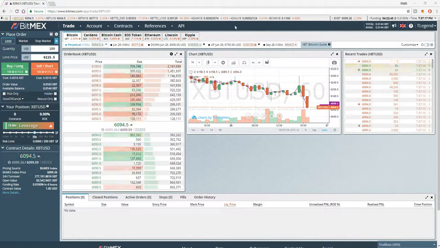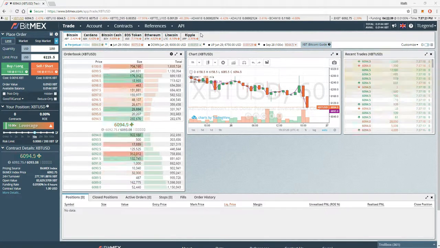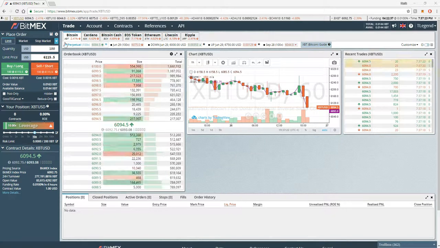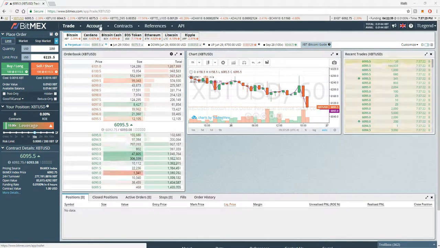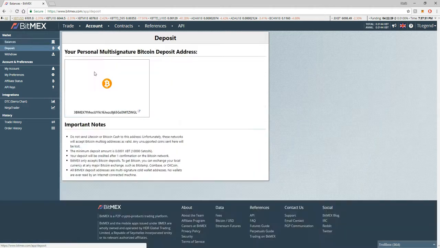I'm going to teach you guys how to get familiar with BitMEX so you can get started on shorting or longing Bitcoin. To begin, you have to click on Account, which is in the top left corner. You can click on Deposit or Withdraw. Since you're starting off, you click on Deposit. It's going to give you a public address.